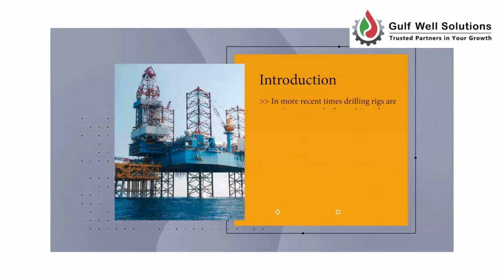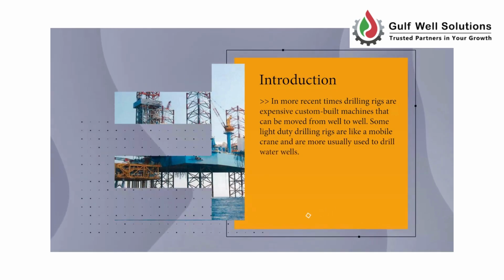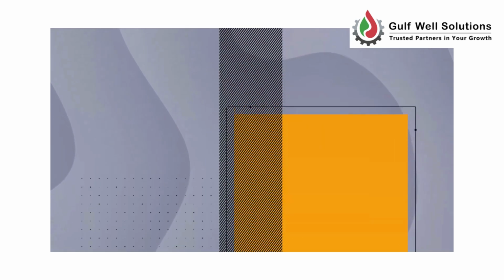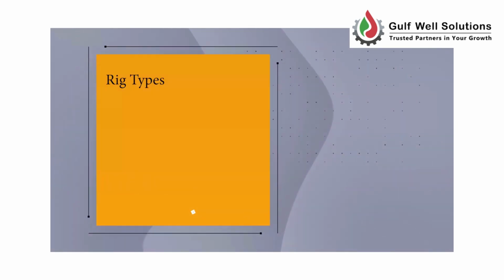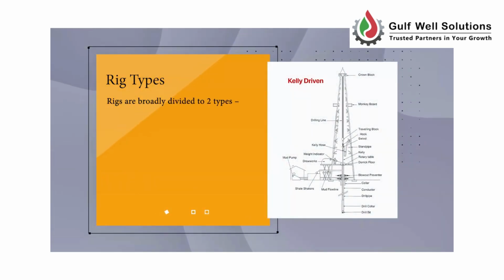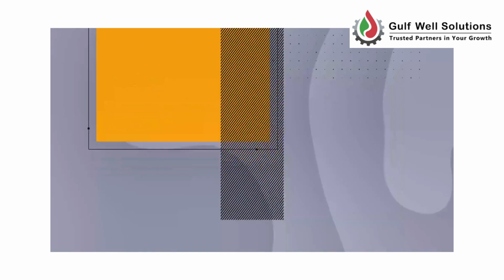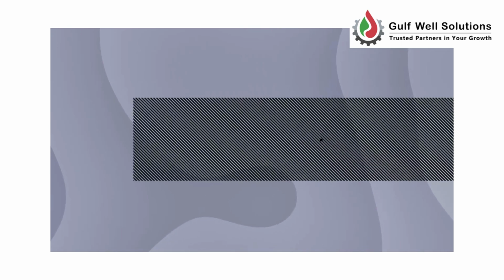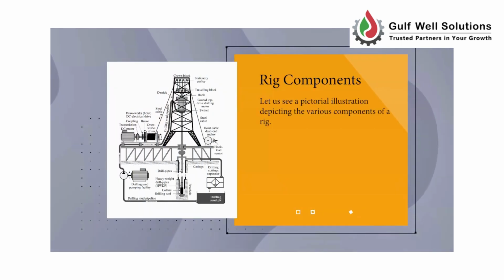In more recent times, drilling rigs are expensive custom-built machines that can be moved from well to well. Some light-duty drilling rigs are like a mobile crane and are more usually used to drill water wells. Rig types. Rigs are broadly divided into two types: Kelly-driven and top drive. Rig components. Let us see a pictorial illustration depicting the various components of a rig.